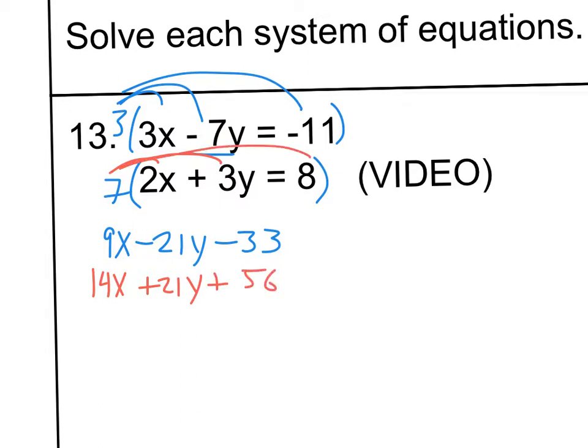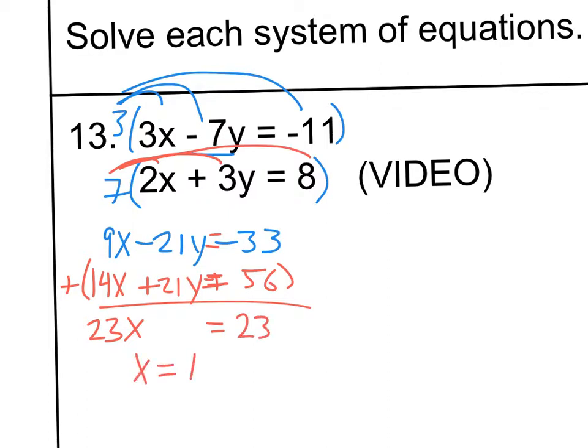I like that I lost my equals in here. That's a really important thing. I cannot lose that. So then I'm going to add these equations together. This is a linear combination. And we're going to get 23x, 0, and negative 33 plus 56 is going to be 23. That means that x equals 1, and I've got to plug it in to find y.